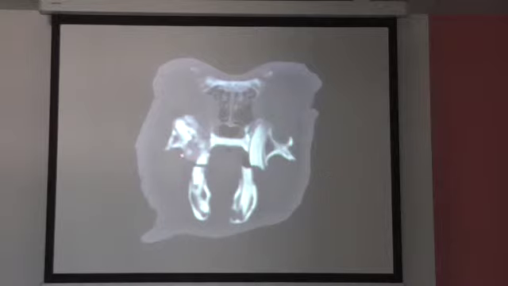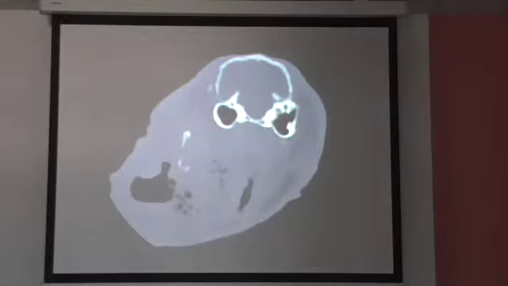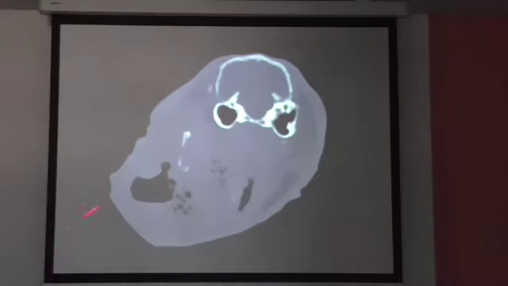So here you could see an axial slice of a rabbit with huge osteolysis and dental lysis in this place. This is the tympanic bulla; this is a normal tympanic bulla of a rabbit. And soft tissue swelling with gas formation inside the abscess.